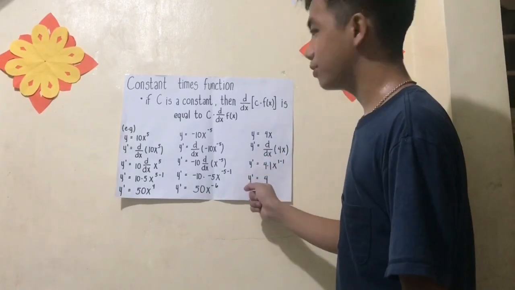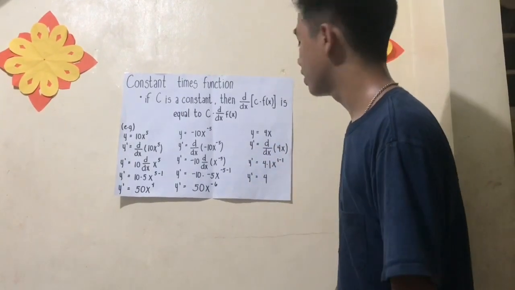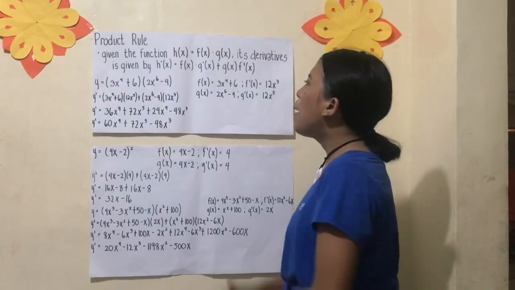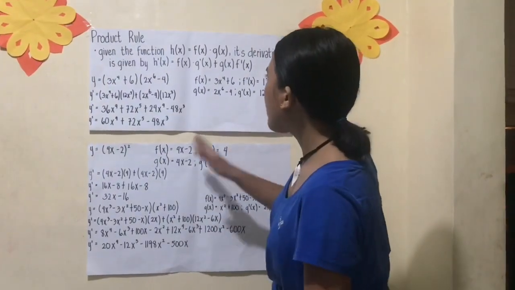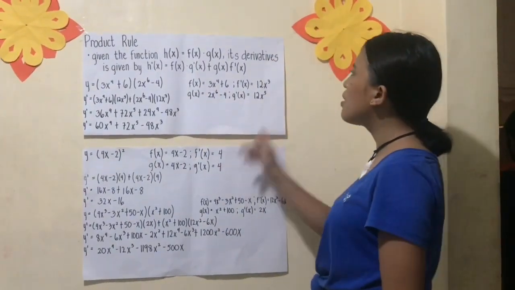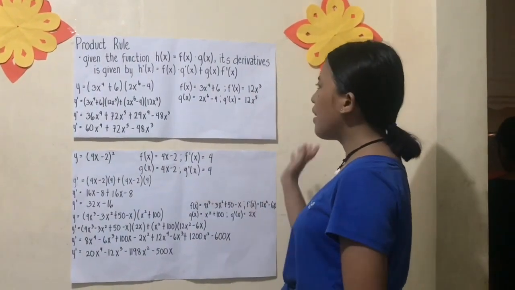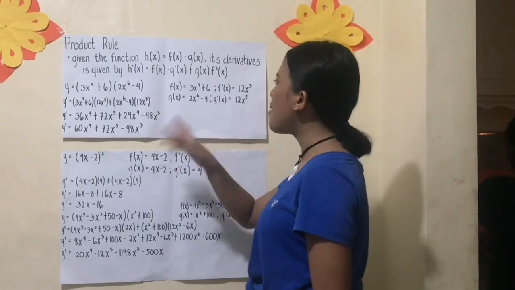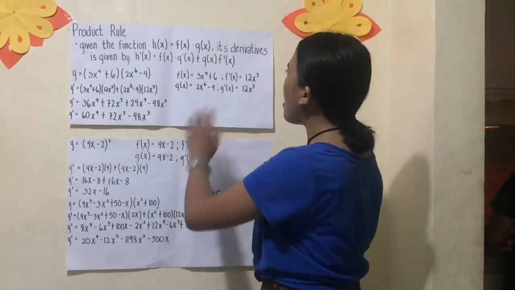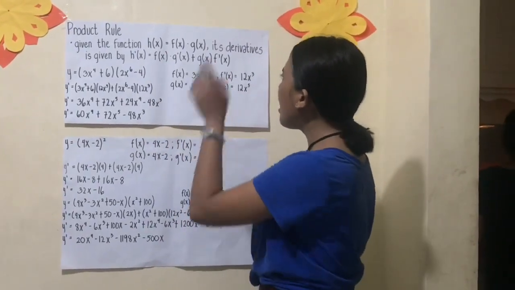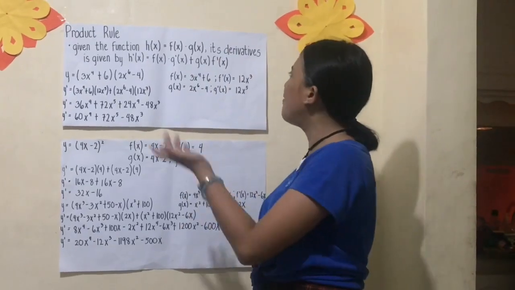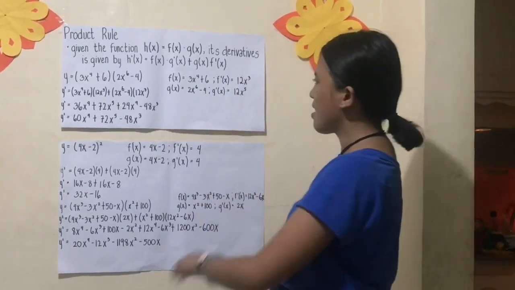Y, and that will give us the answer of y prime equals 4. Product rule. Product rule is, given the function h of x is equal to f of x times g of x, its derivative is given by h prime of x is equal to f of x times g prime of x plus g of x times f prime of x.